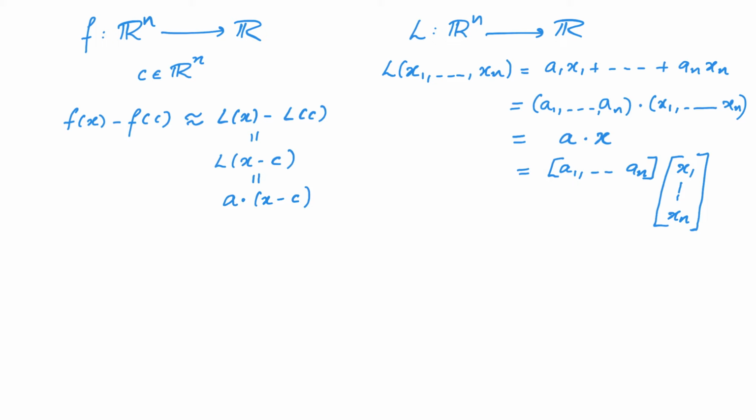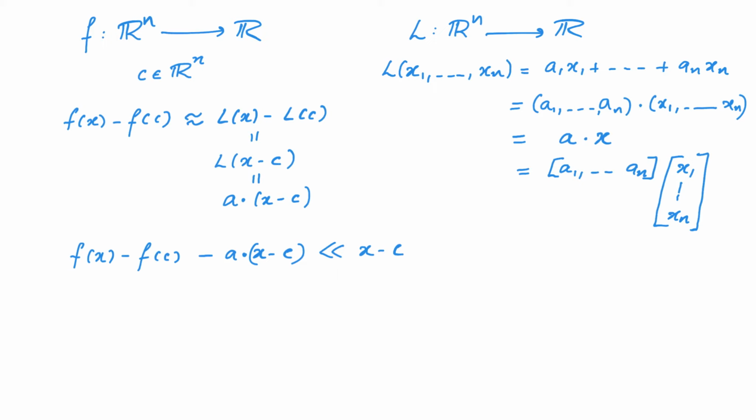But this is still not precise. What do we mean when we say that f of x minus f of c is very close to a dot x minus c? Of course, it means that f of x minus f of c minus a dot x minus c is very small. But what is very small? How do we characterize this? That's the next question. When we studied functions from R to R, we saw that as x tends to c, this quantity converges faster to 0 than x minus c itself.